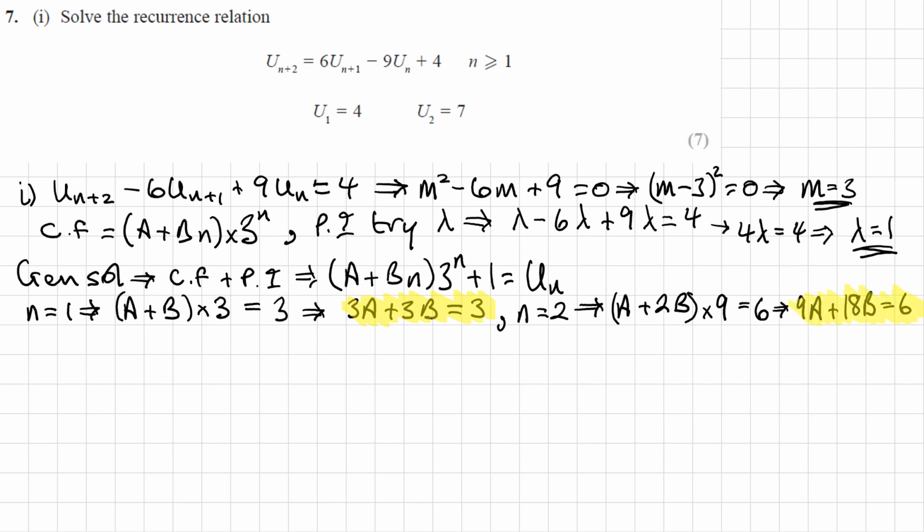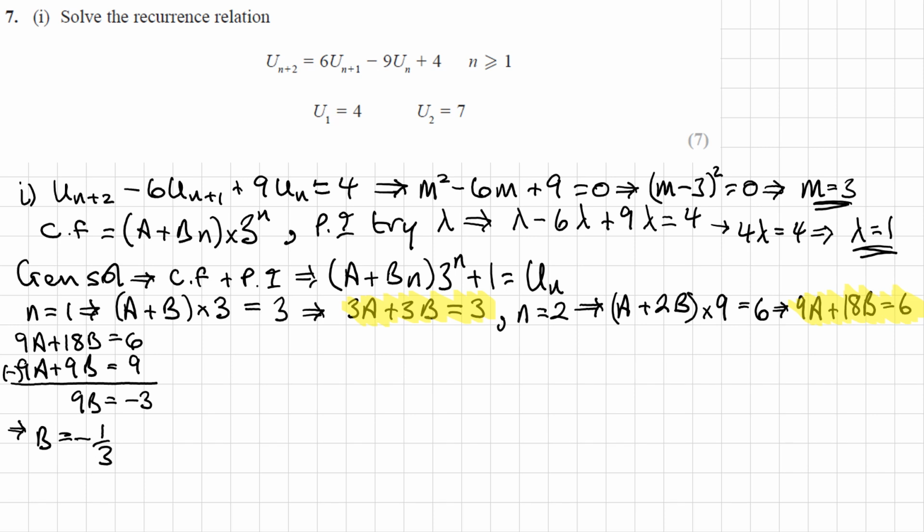Now, if I take the first equation, 9a plus 18b is equal to 6, and then take the second equation and times it by 3, I'll get 9a plus 9b is equal to 9. Then I'll subtract, so I'll have 9b is equal to minus 3. So if I divide both sides by 9, I'll get b is equal to negative 3 over 9, which is going to be negative a third.